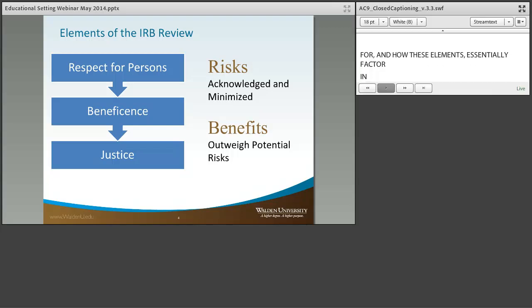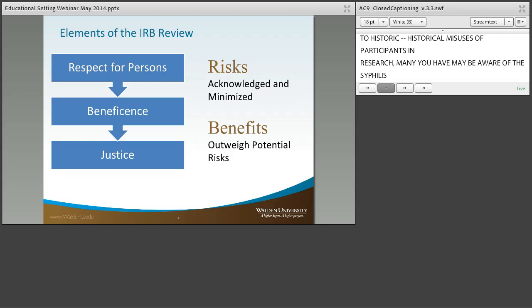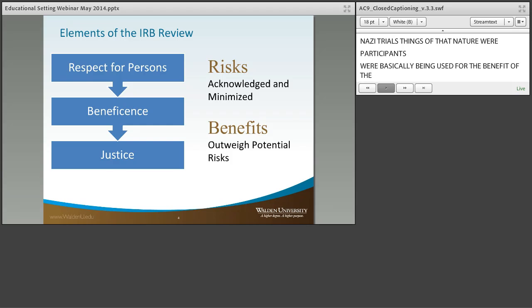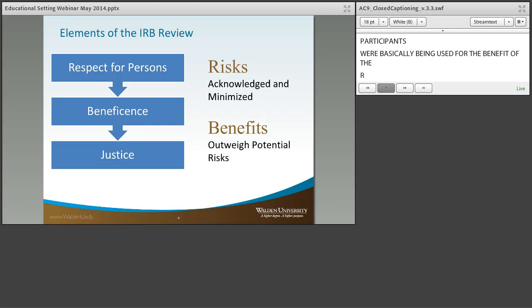About later on in the presentation today. And a lot of this is due to historical misuses of participants in research. Many of you may be aware of the Tuskegee syphilis study that was done in the 1960s and early 70s. Certainly the Nazi trials, things of that nature, where participants were basically being used for the benefit of the researchers, regardless of any type of respect for the people that were involved.